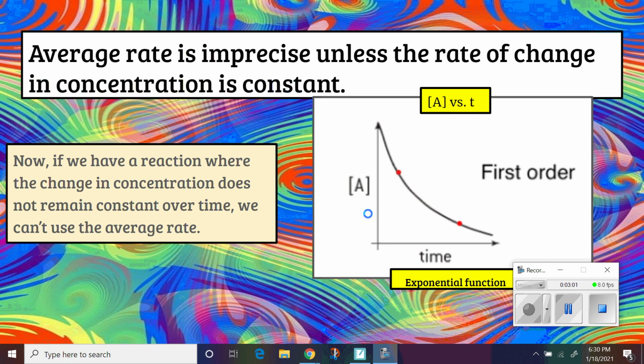First order once again. If I was to try to find the rate of reaction here using the average rate, I'd find the slope of a line that begins at t equals 0 to t equals final. And you'll notice here that if I drew a straight line, that would nowhere near be explaining the shape of this particular graph.